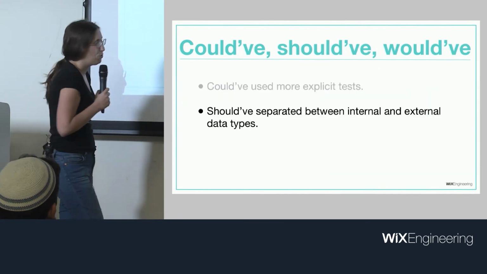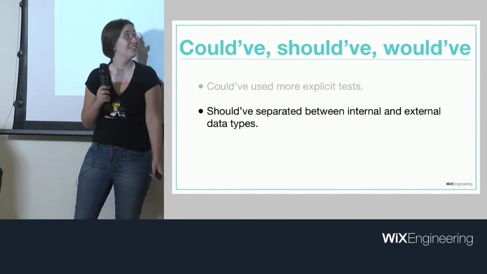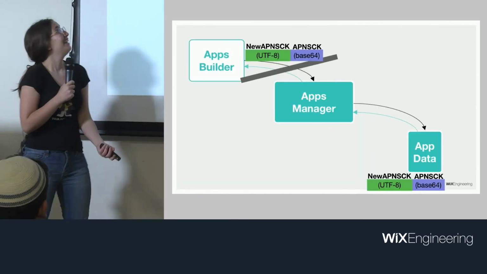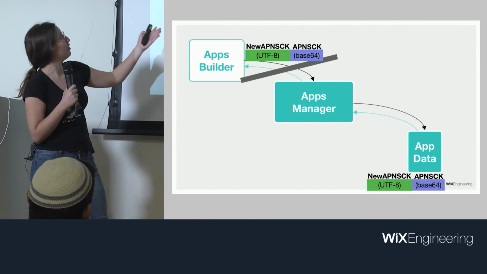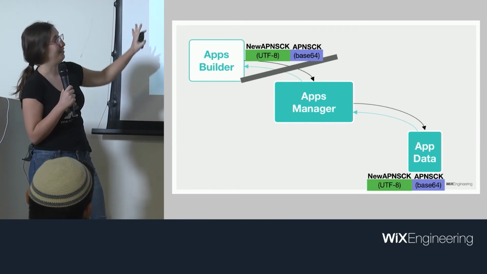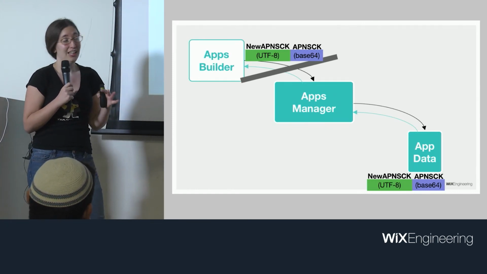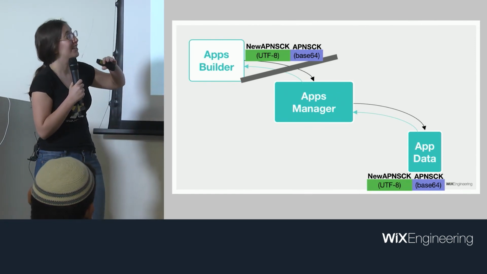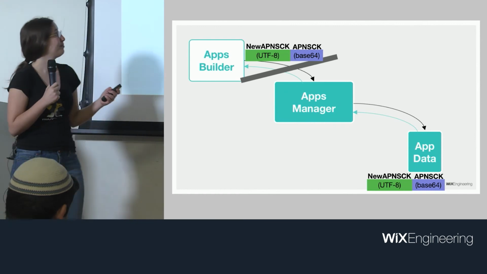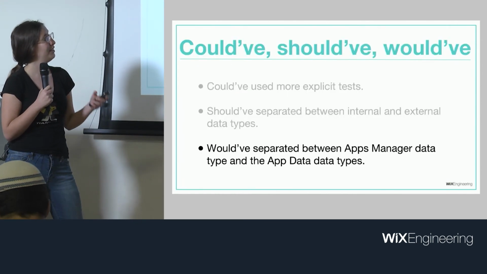I could have separated between internal and external APIs, external data types. If the new certificate key and the old certificate key were something different in the apps builder and the apps manager, I just would have worked with a different type inside. I wouldn't have this problem at all.